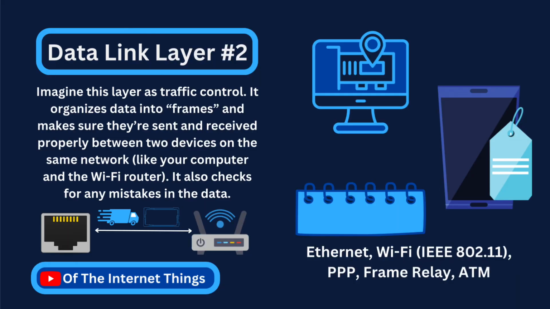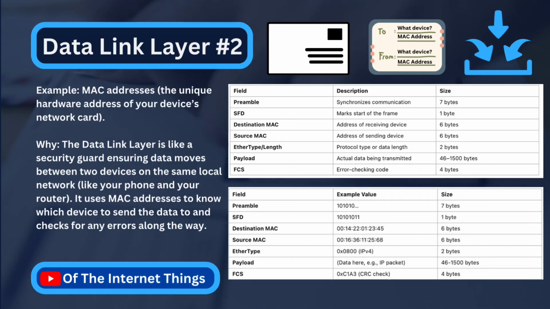2. Data link layer. Now that the data's moving, it needs a traffic cop. The data link layer ensures that frames of data know when to go and when to stop. It's also responsible for error detection and correction. Example, your device's MAC address? It's like a street address, ensuring data reaches the right place. This layer guarantees no data collisions, smooth flow.